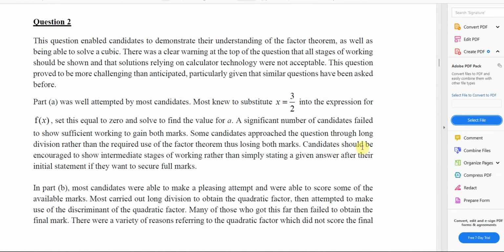All right. Candidates should be encouraged to show intermediate stages of working rather than simply stating a given answer after their initial statement if they want to secure full marks. So that's what I was mentioning. You should show some working.